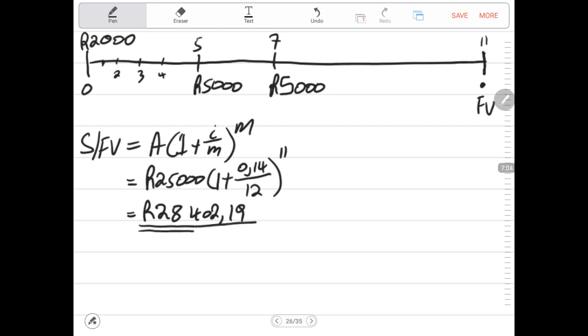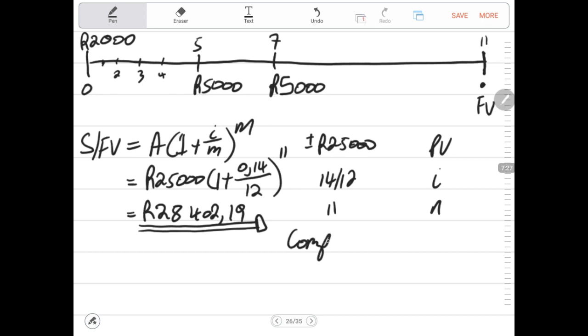Remember, the focal date, we dealt with it in the topic of compound interest. We dealt too much with the focal date. Honestly, this is kind of a revision. Now we could have also said that plus minus 25,000 is the present value, our interest is 14 over 12, then our N is 11, and we compute the future value.